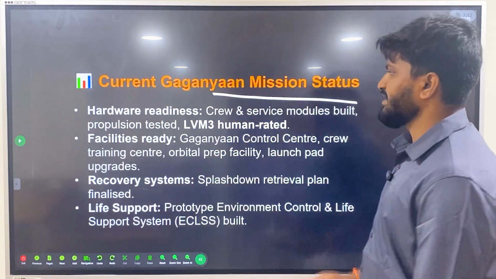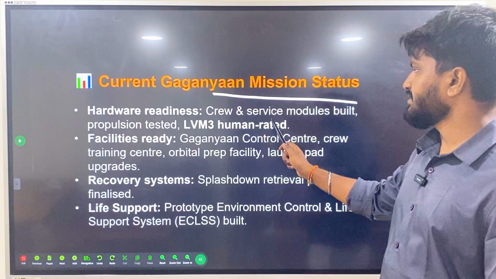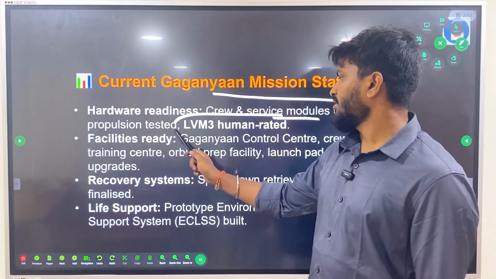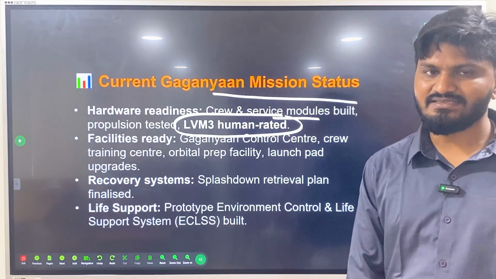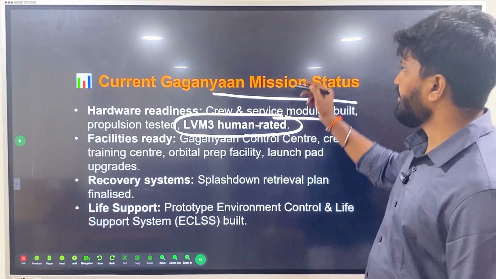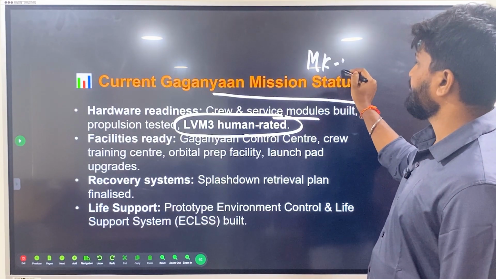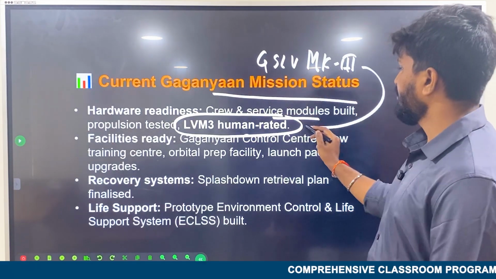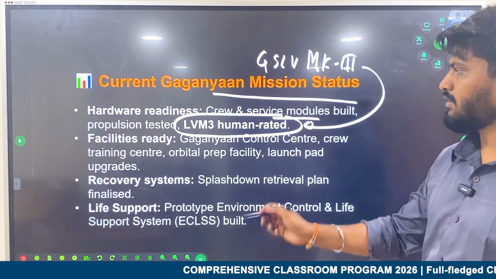Current Gaganyaan mission status. Hardware readiness, that is crew and service modules built, propulsion tested, and LVM human rated. What is LVM? That is Launch Vehicle Module 3, or initially called Mark 3. GSLV Mark 3 has been changed to Launch Vehicle Module 3 for this particular mission.